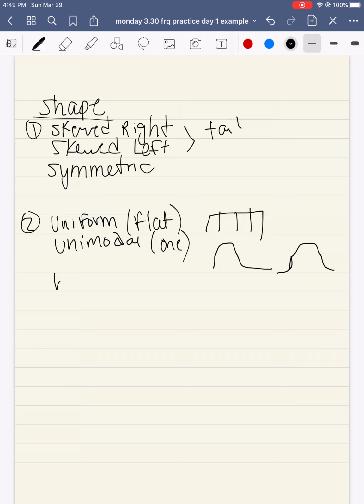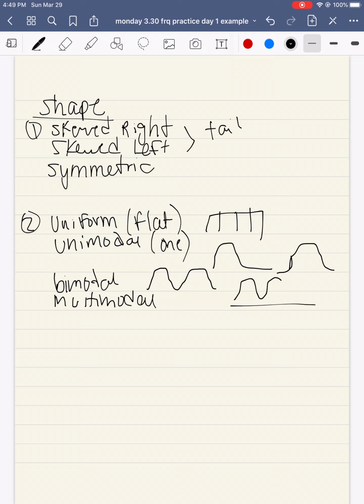We could be bimodal, indicating that we have 2 modes. So that could look something like this, or something deviating from that, but really the important part here is that we have 2 modes on this graph. And then lastly, we could be multimodal. So this could be, we have 3, 4, 5, however many modes we want to indicate here. But that could be something where we're kind of just a roller coaster going on here. So we could be multimodal, having multiple modes. So that's for the shape.